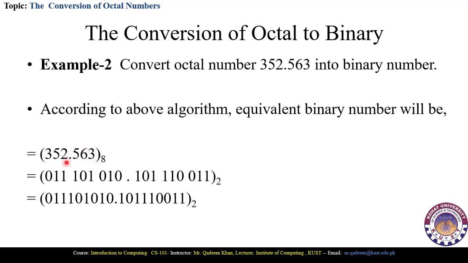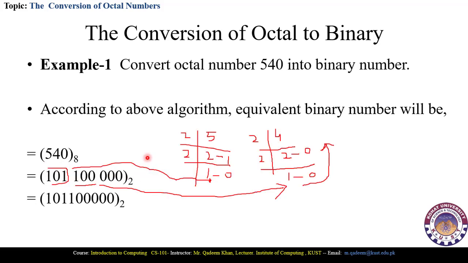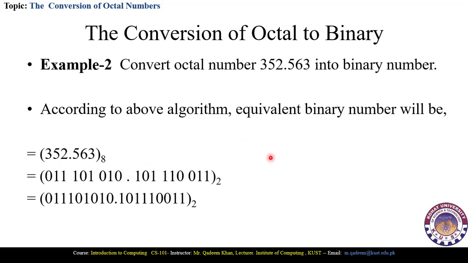You can also use the table here, but the better way is the previous technique, which we have already demonstrated in this example. You have to do it yourself so that you will get practice. When we combine all these bits together, the output will be 011101010.101110011. So this is the required octal to binary conversion.